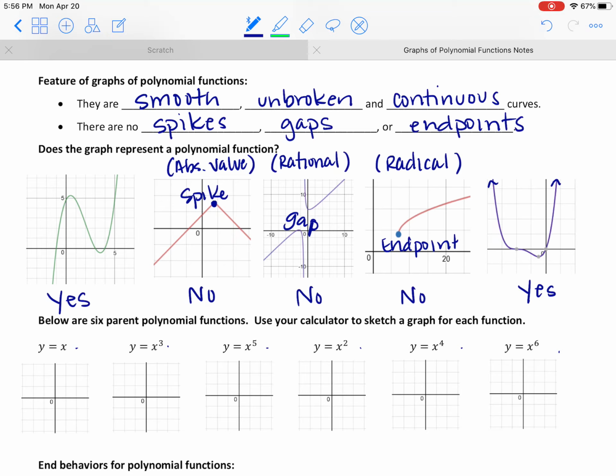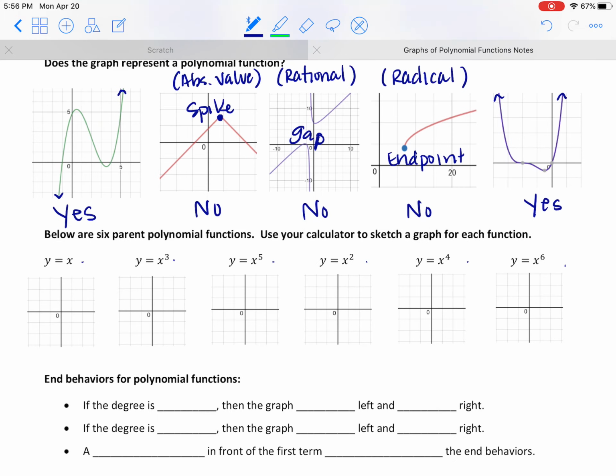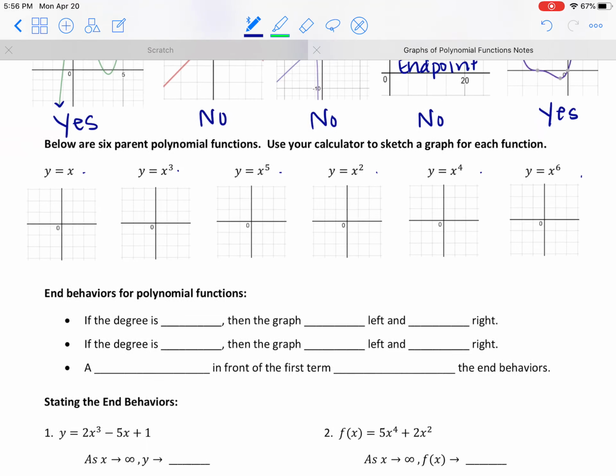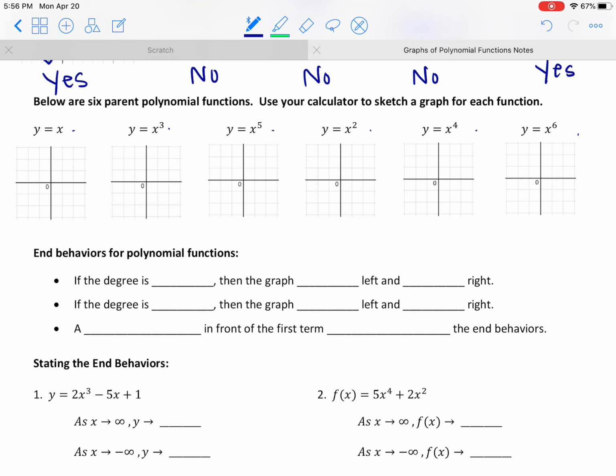And then the last one is definitely a polynomial function, right? It's going to be continuing left and right forever here. There are no gaps in anything, no spikes. It is a continuous, smooth, unbroken curve. Okay, and really there should have been arrows on these too. Okay, so those are some features of the graph. When you're looking at it, how would you be able to distinguish between a polynomial and something that isn't?